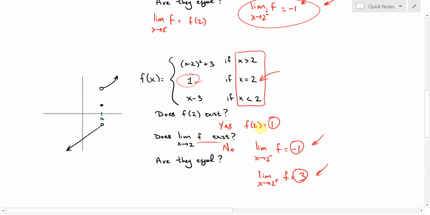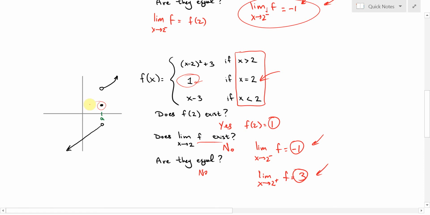And not only does the function not equal the limit, of course, because the limit doesn't exist, but it doesn't even equal any of the one-sided limits. So are they equal? No. Nothing's equal. So we have this weird little graph where it's defined here, and it's defined here. They have both these open dots, and the actual value there, the dot, is just sitting there by itself.